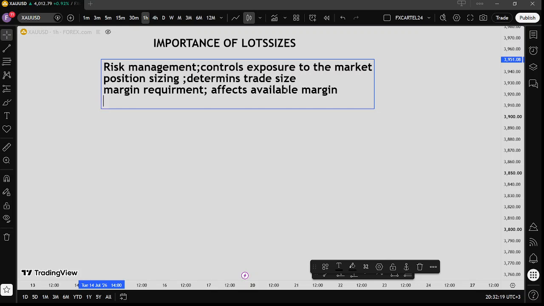Okay, so we also have profit or loss calculation.